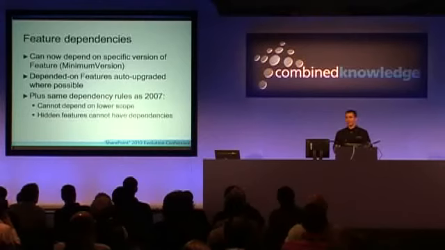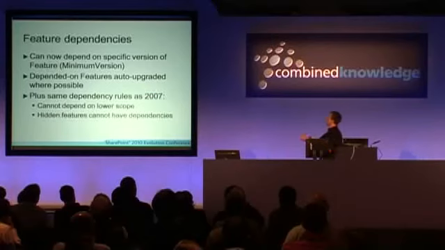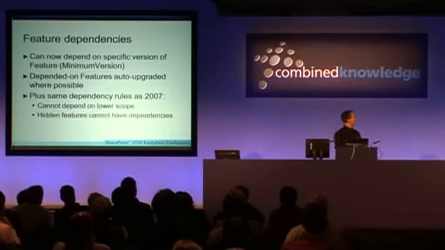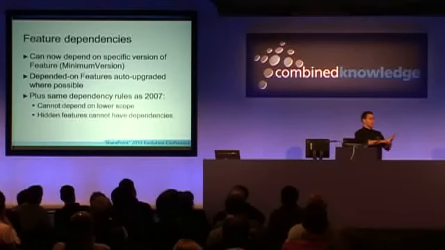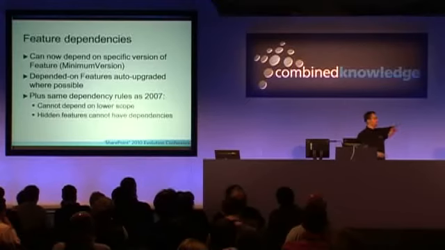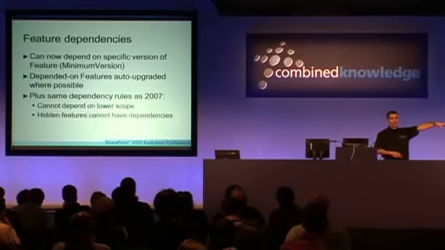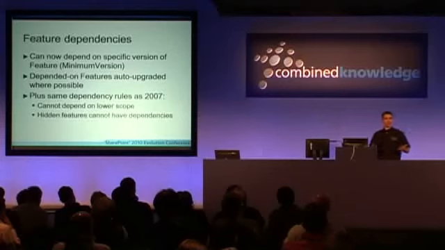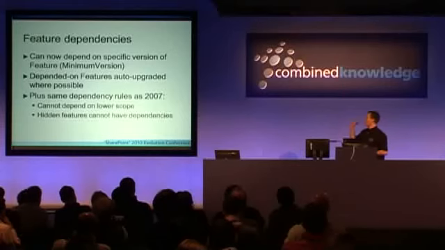Okay, a quick word on feature dependencies. So now that we have versioned features, we can now depend on a specific version of a feature. And if you think about it, we needed that. It's no good having a feature dependency on any old feature if the artifacts in that feature didn't arrive until version 5. If we've got that dependency, but really what's out there is version 1, we're going to have something broken because the artifacts aren't there yet. So we've now got a minimum version attribute.